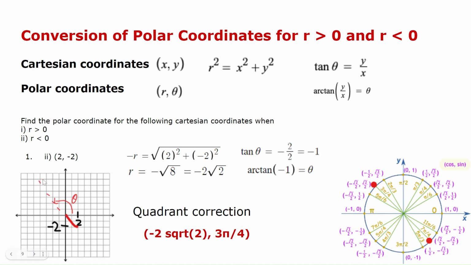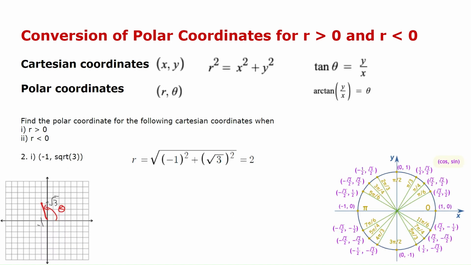Right here, we're in quadrant 2, but if we use 7 pi over 4, we're in quadrant 4. So what do we need? A quadrant correction, which in this case, once again, is subtracting pi. So this is our final answer. Now, let's try another example.